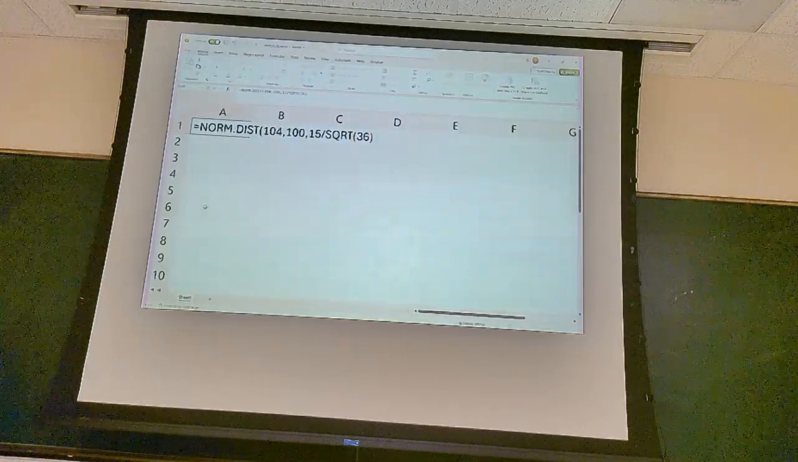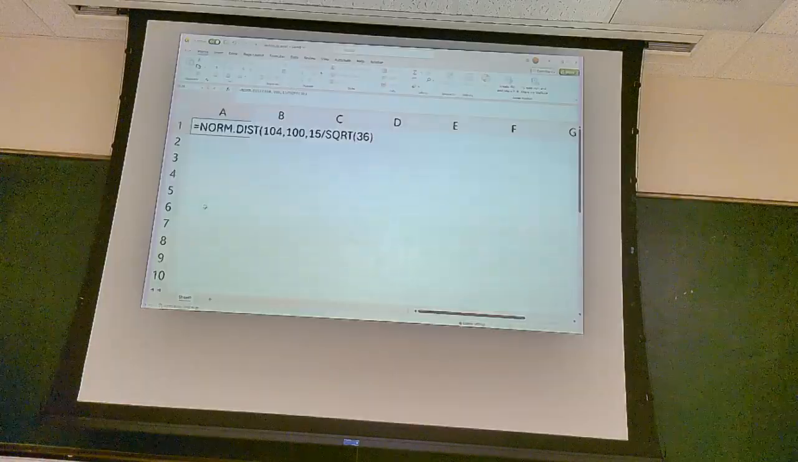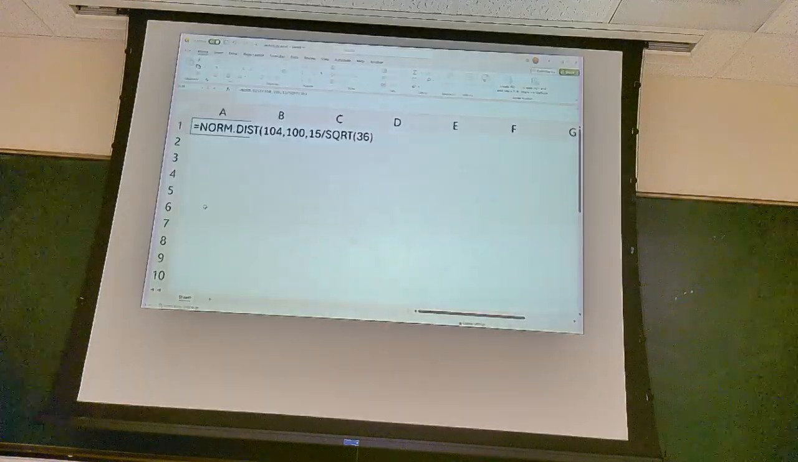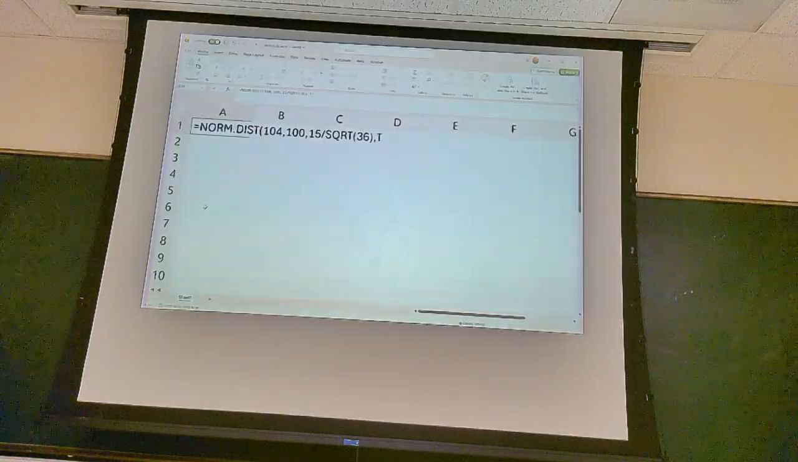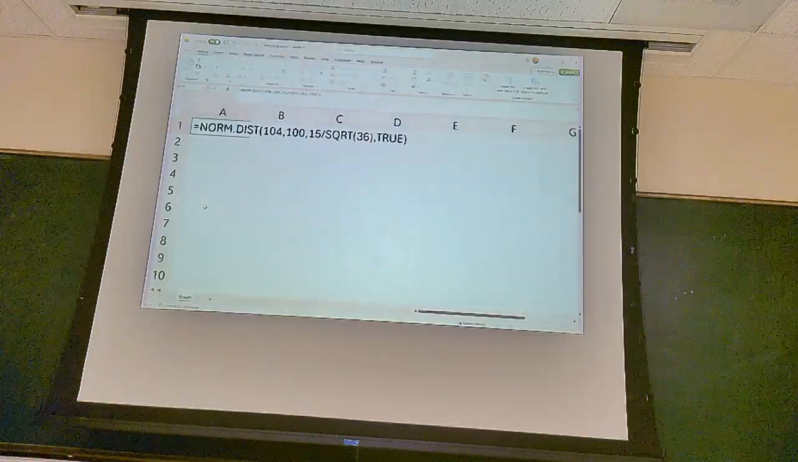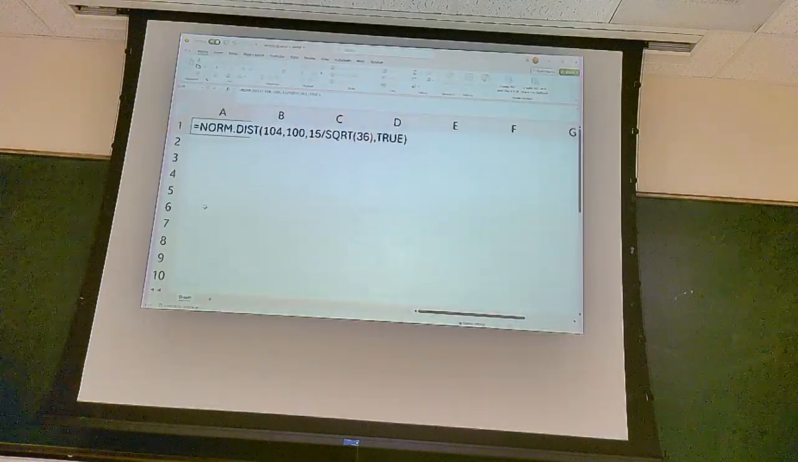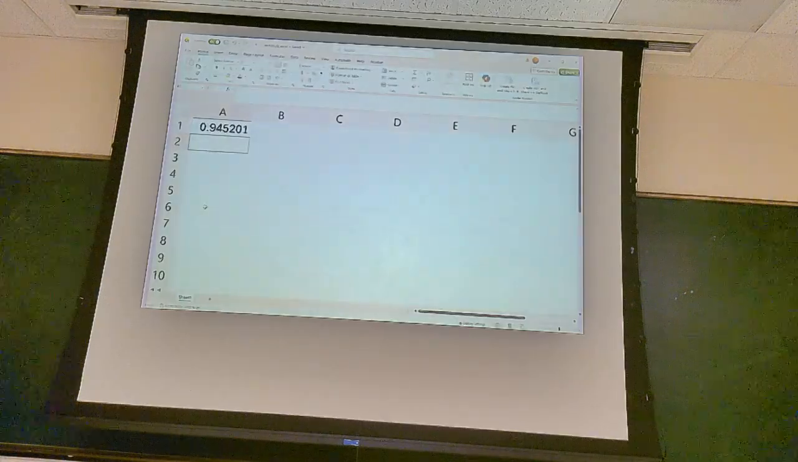Standard deviation of the population, which they told us was 15, divided by square root of the sample size, 36. So I don't need to do a separate calculation for that, I don't believe. We'll find out if this gives me an error. It shouldn't. And is it cumulative? True. Yeah, it didn't give me an error.